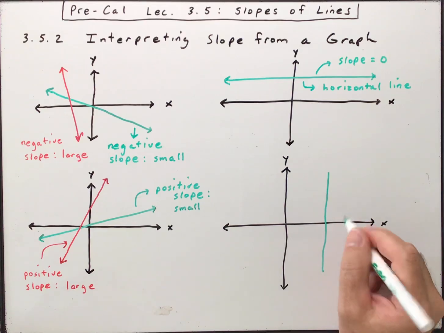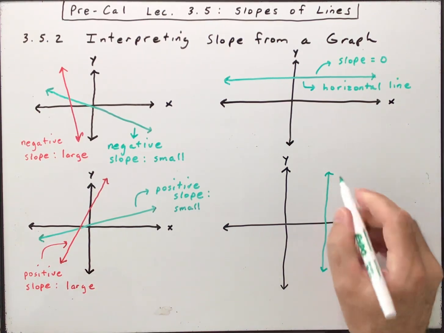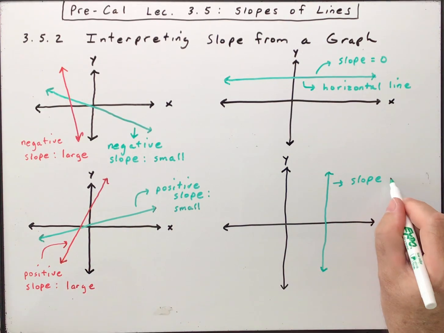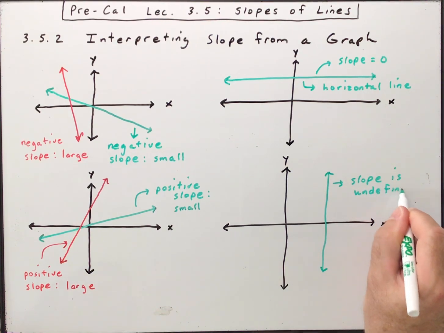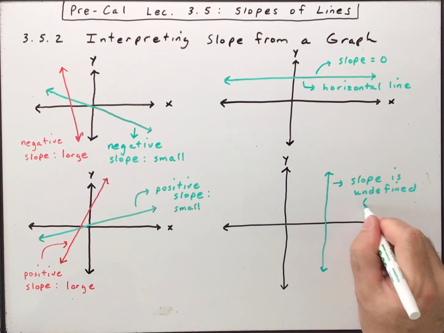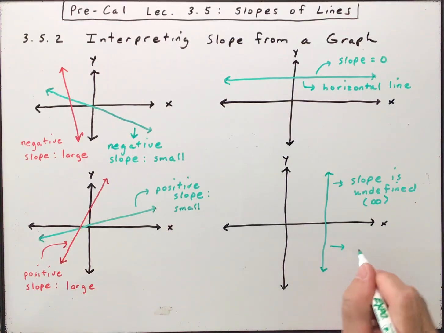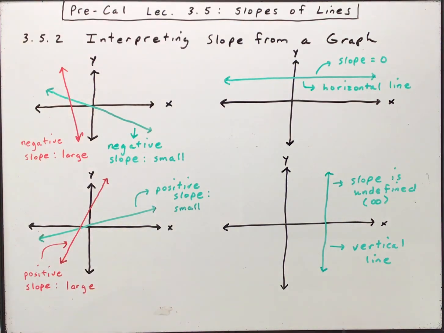All right, so we would have, in this case, the slope is undefined. Okay, so the slope would be infinity. You'd have a 0 in the denominator. So this is a vertical line.